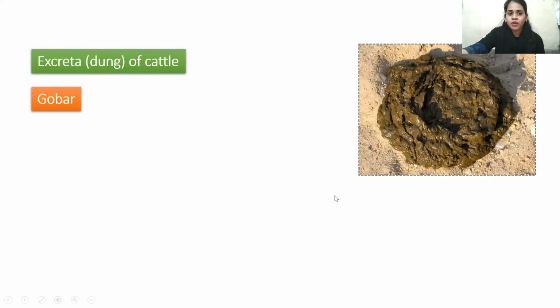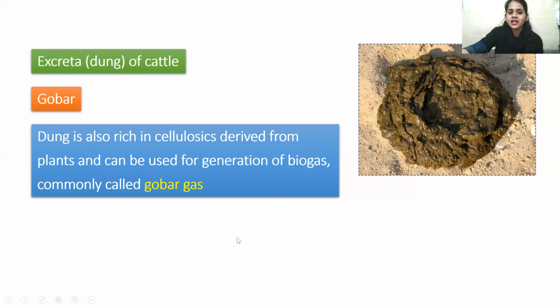It can also be found in the excreta or dung of cattle, that is your gobar, as dung is also rich in cellulosic material derived from plants and can be used for generation of biogas. Obviously, dung comes from the cattle, and whatever they are eating, their excreta is also going to have the cellulosic material.